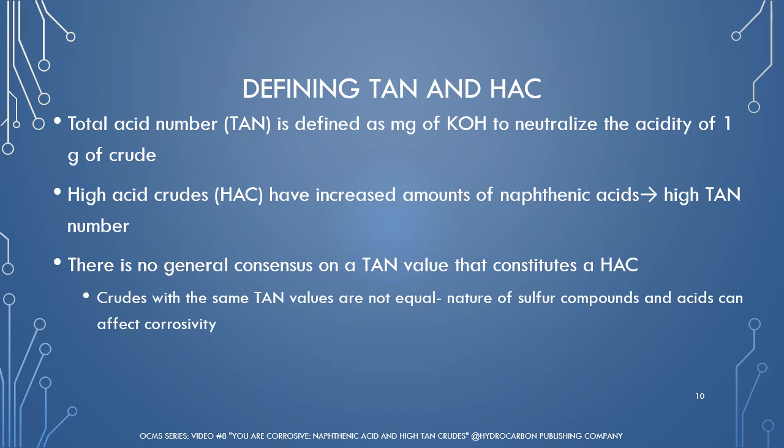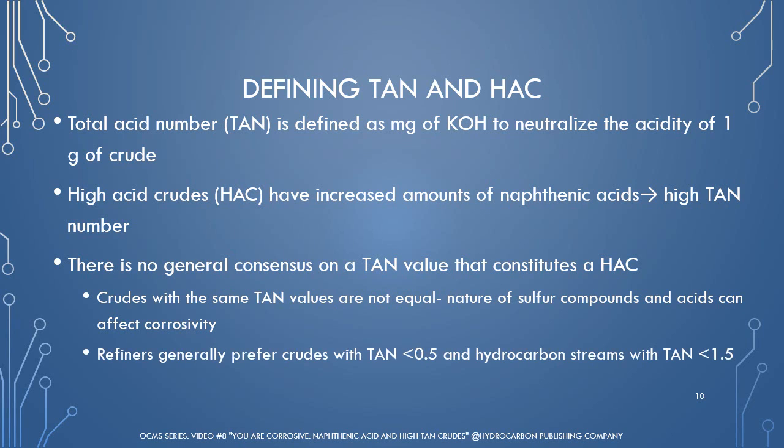This is because not all crudes with the same TAN number cause the same extent of processing problems. For example, even though a refiner may consider a high-acid crude to have a TAN value greater than 1.0, the nature of the sulfur compounds and acids present may cause corrosivity for a crude with a TAN value of 0.5. Generally speaking, most refiners prefer to process crudes with TAN less than 0.5 and have hydrocarbon streams with TAN less than 1.5. This seminar defines a high-acid crude or high-TAN crude as having a TAN value greater than 0.5.